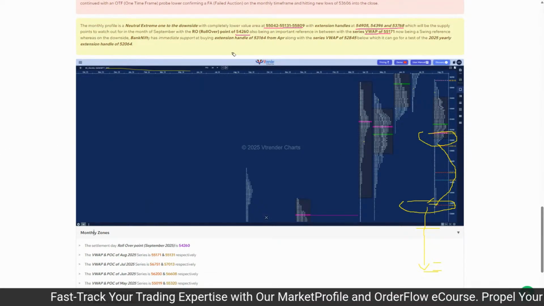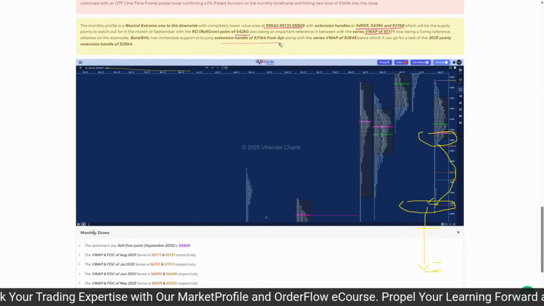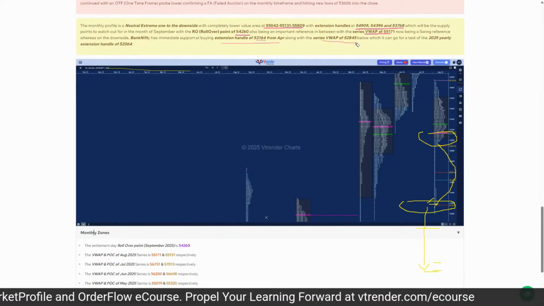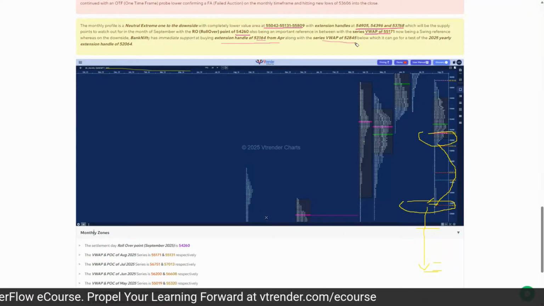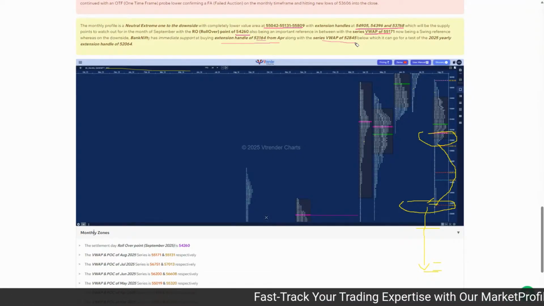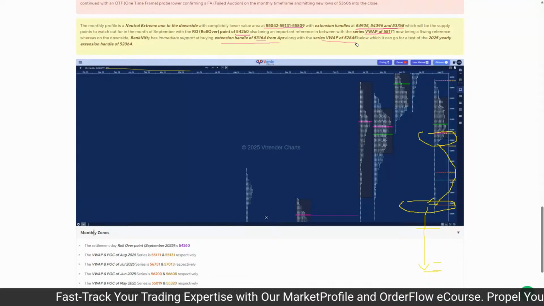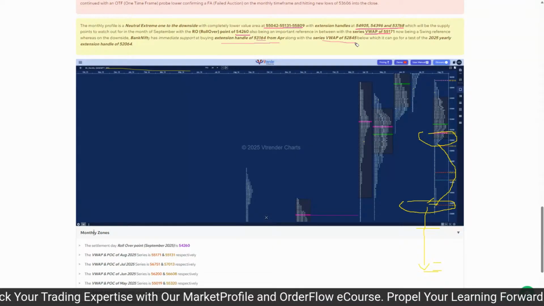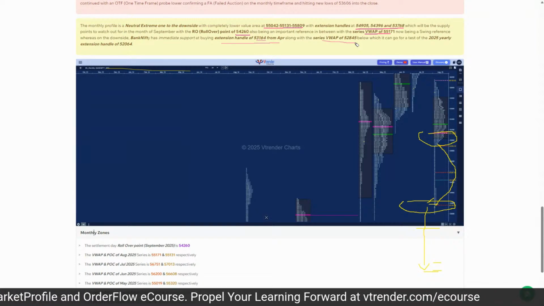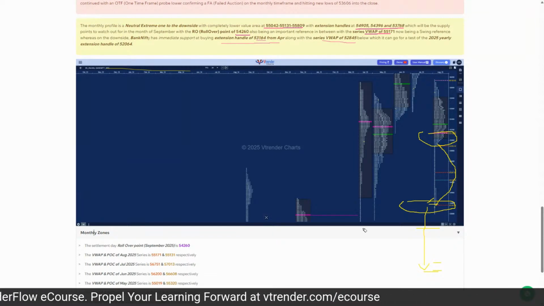If we remain lower, this extension handle from April, 53164, would be our first objective, and then we have the series VWAP. April was a big month in Bank Nifty. It gave an extension handle on the yearly time frame also. 2025 has an extension handle in the month of April, from where Bank Nifty jumped from below 52,000 to the highs it made at 57,628. So we have come back into that zone and we are very close to testing that.